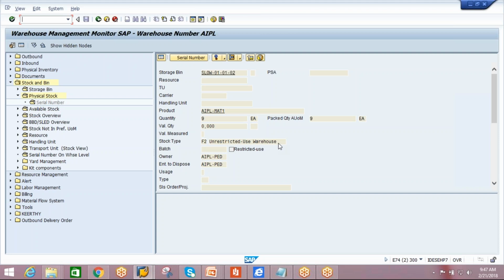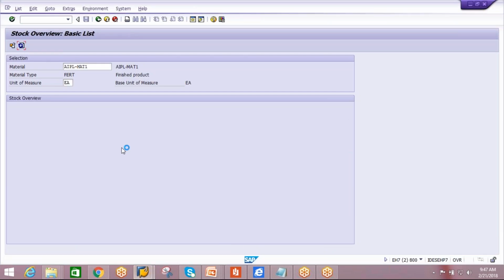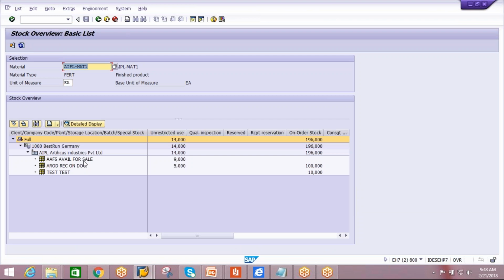Now, what happened after put away within the ECC system, we can check. Go to ECC, refresh it. See here, the 9 stock is updated in AAFS storage location, available for sale. Why is it updated, how is it updated, where is the link? These are our open questions.